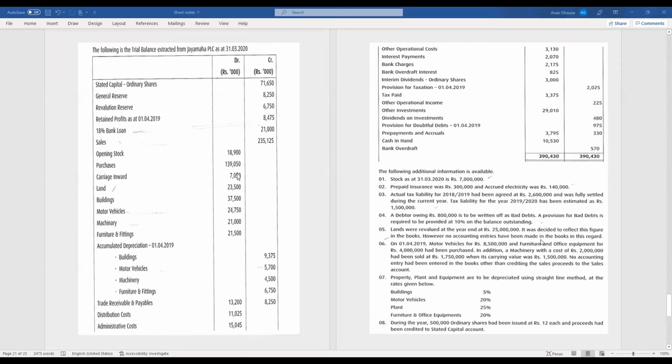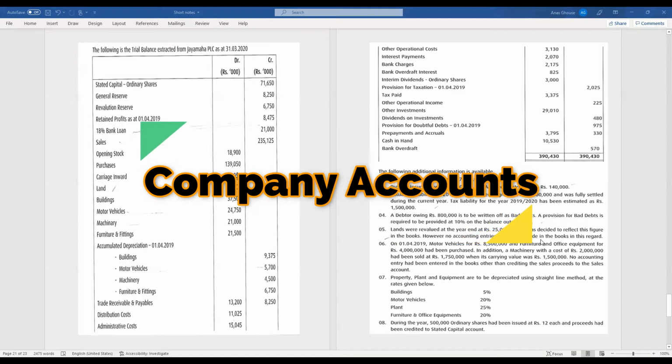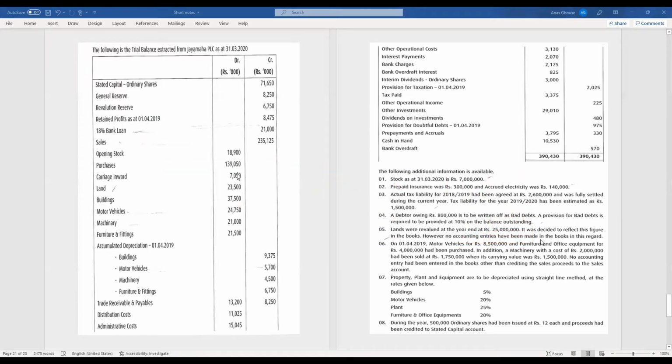This session is all about company accounts. This is one of my viewers' queries. So let's get on with the question. Basically, when you get a question like this, what I do is I just go through the question and look at the examiner's requirement.